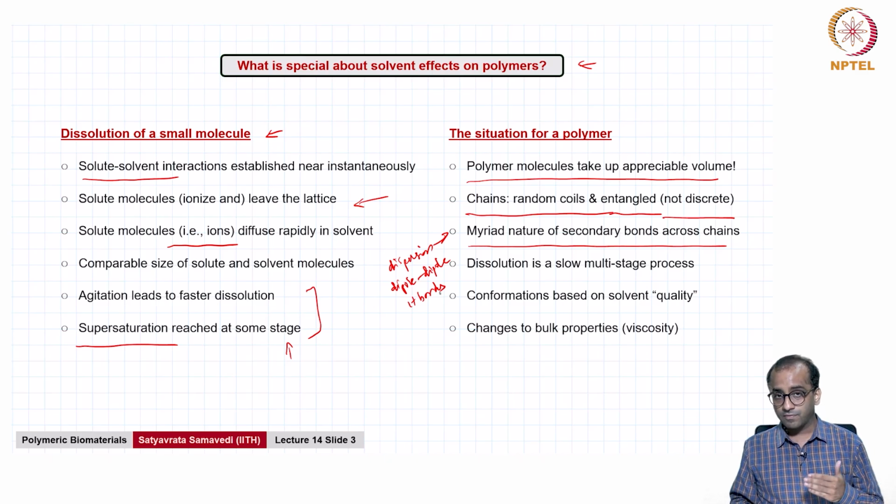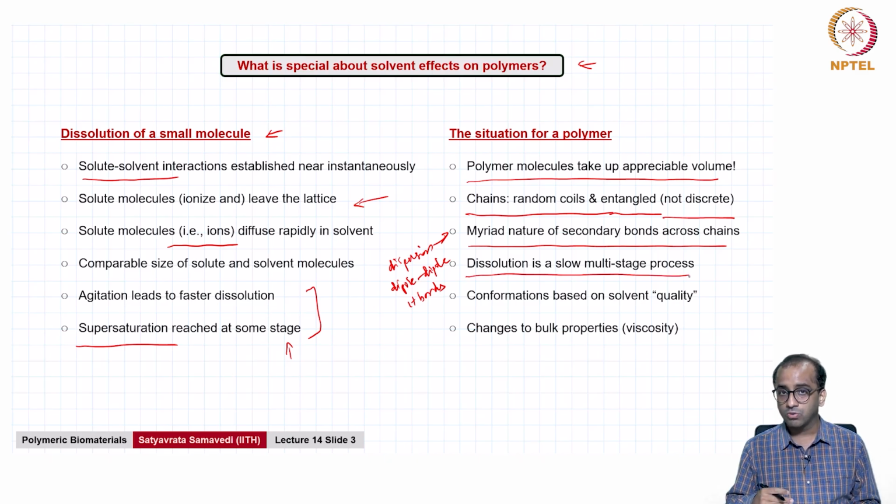As a result of these secondary interactions, the coiled nature of the macromolecule, and the very large size, the high molar mass, dissolution is a slow and multi-stage process. So, three things contribute to that largely. One is the very large size of the macromolecule, the molar mass, the secondary interactions that exist across these chains, and the coiled nature of these chains. All of these contribute towards making polymer dissolution a much slower process compared to the dissolution of a small molecule.